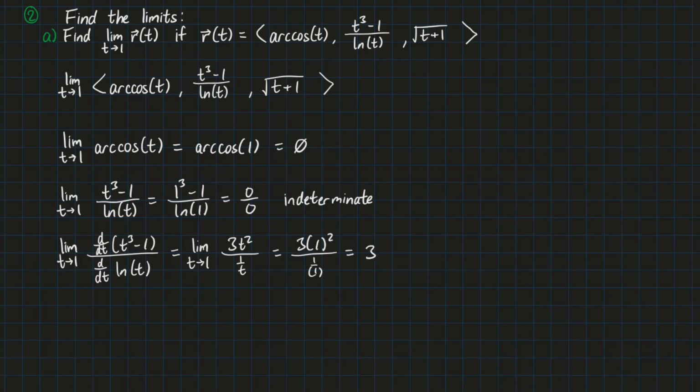And then for the limit of the last function, we can do a direct substitution as well. I'll get the limit as t approaches 1 of the square root of t plus 1 equals the square root of 2. So since the limits exist for all of the components' functions, we can say the limit as t approaches 1 of R of t equals the vector 0, 3, the square root of 2.